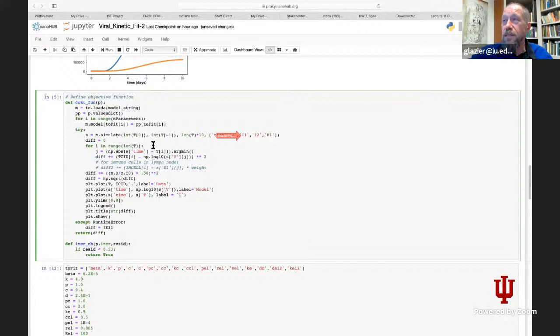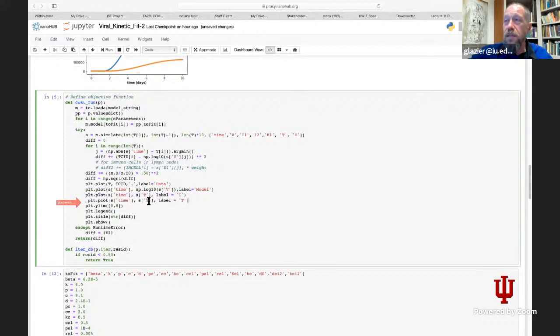In the S equals S dot simulate, you need to add T here and S. And then you can duplicate this line and plot S as well as T. I'd just copy this line and paste it below, and then replace T by S. I'm sorry, D. I said S. I meant D. Okay.